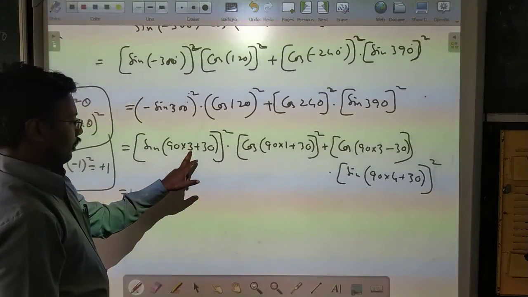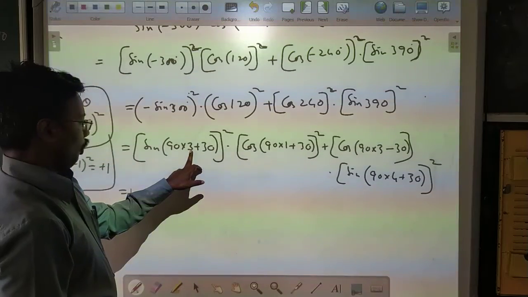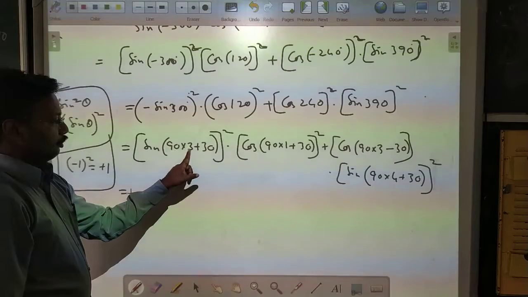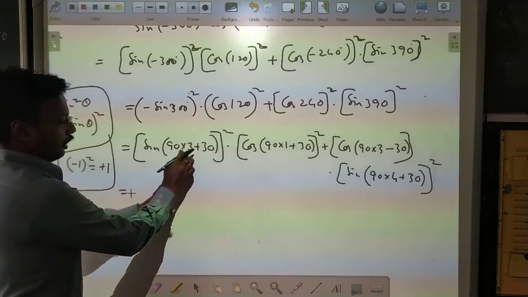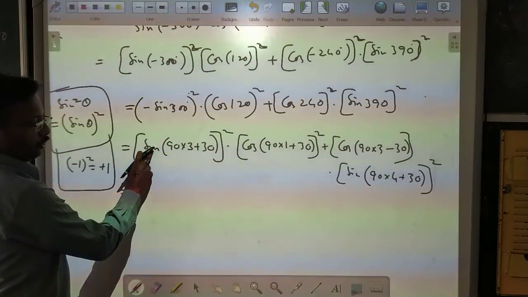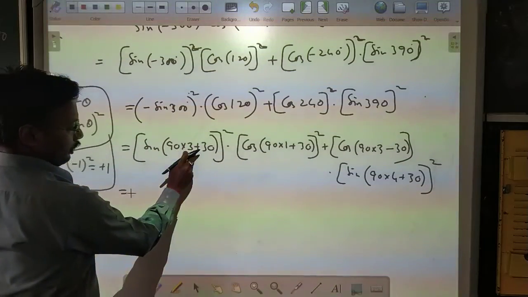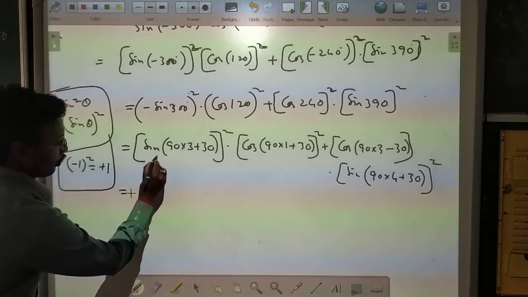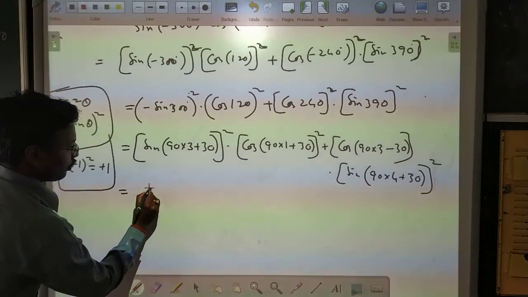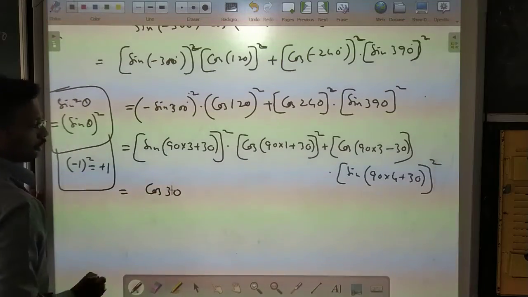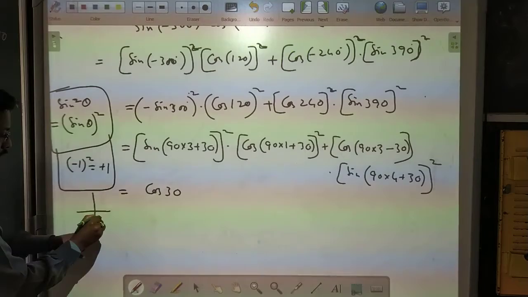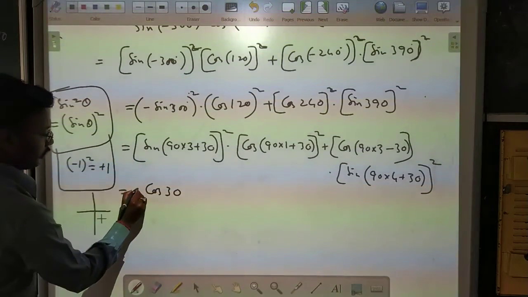Now we'll check which values are odd and which are even. Out here it is sine 90 into 3. This number is odd, therefore we need to change this trigonometric ratio, and it is coming in the fourth quadrant because it is 90 into 3 plus 30, that is 300 degree. So change this trigonometric ratio. Sine changes into cos 30, and in the fourth quadrant you know cos and sec are positive. So that means we need to change the sign.